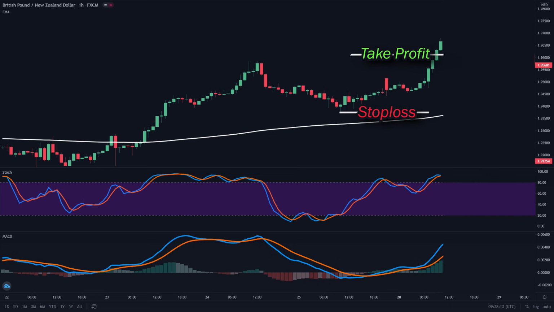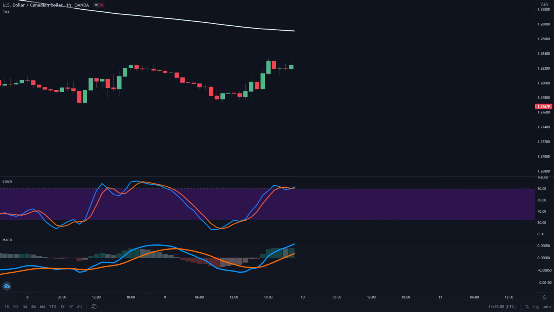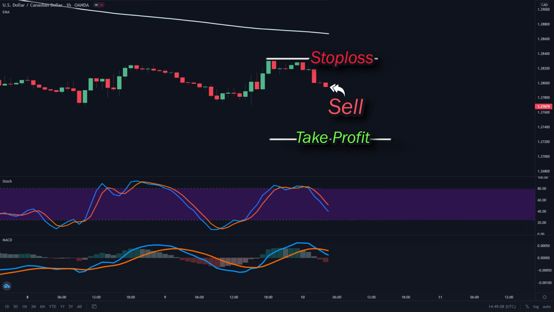Let's look at another example. In this chart, we can see that the price is below the 200 EMA, while the stochastics is at overbought, meaning we're looking to sell. Next, we can see that the MACD line crosses below the signal line. Once this happens, you take a sell position. And for your stop loss, you place it above the nearest swing high and set your profit target at 2 times your stop loss. And as you can see, this trade ended up being profitable.